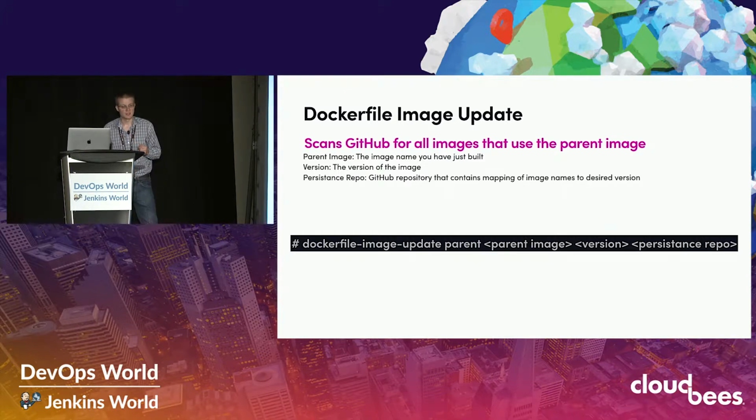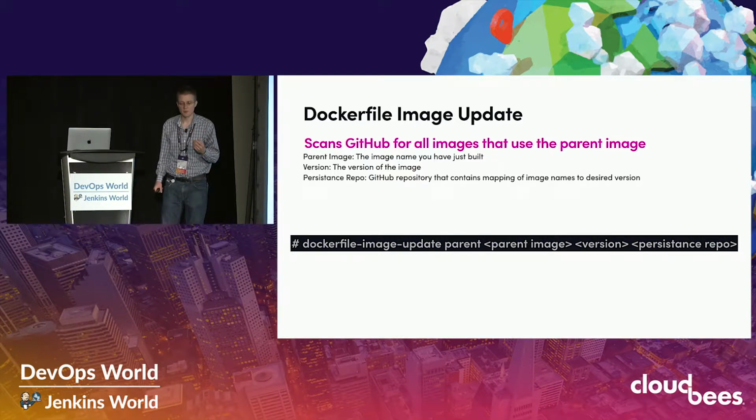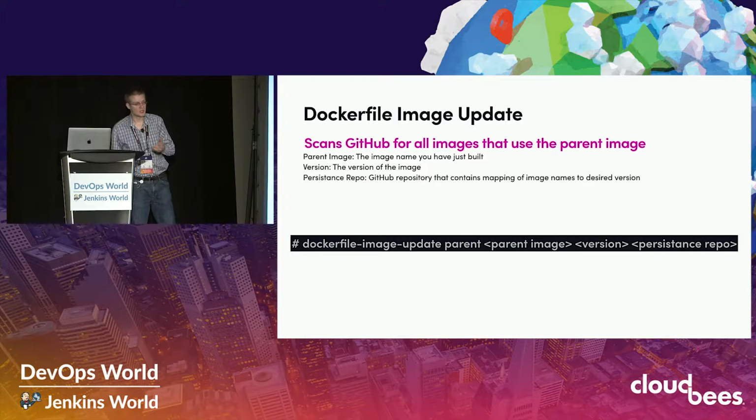The second parameter is the intended version. So you've just published a version, you pull that out, plop that into the command line. And the third parameter is a persistence repository where we keep the image to version mapping. I'll get into that in a little bit.